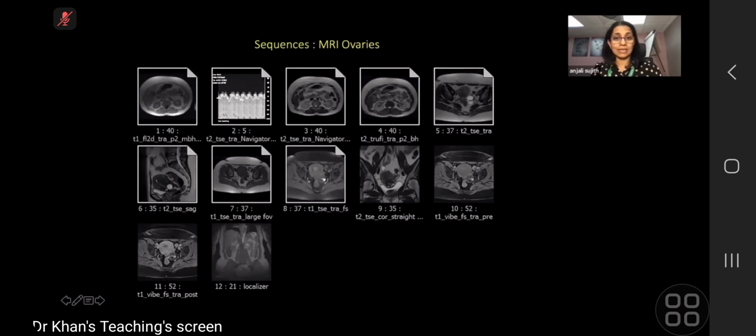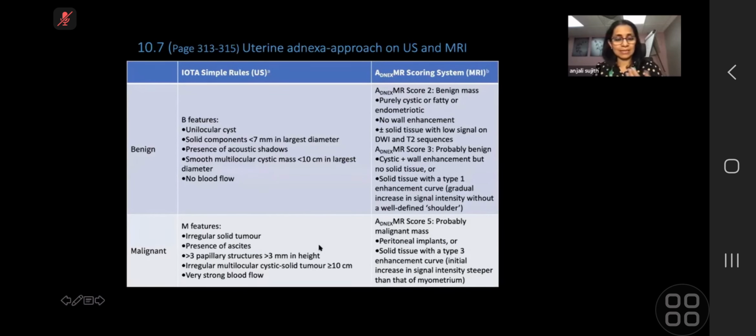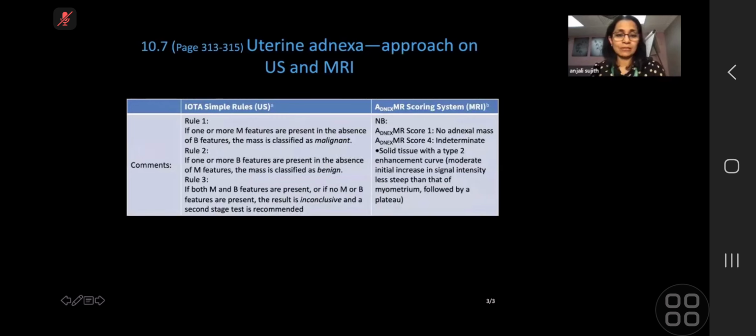Okay. So these are the sequences that we take. Essentially, again, T2 in 3 planes. Then we have a T1 fat saturated, and then pre and post contrast enhanced sequences. This is a table given in your Chapman with an approach to ultrasound and MRI of the adnexal lesions, essentially classifying it as benign, malignant, and indeterminate lesions. So essentially what we see is if there is a lesion which shows solid components, papillary processes and intense enhancement, then you are dealing with a malignant lesion.